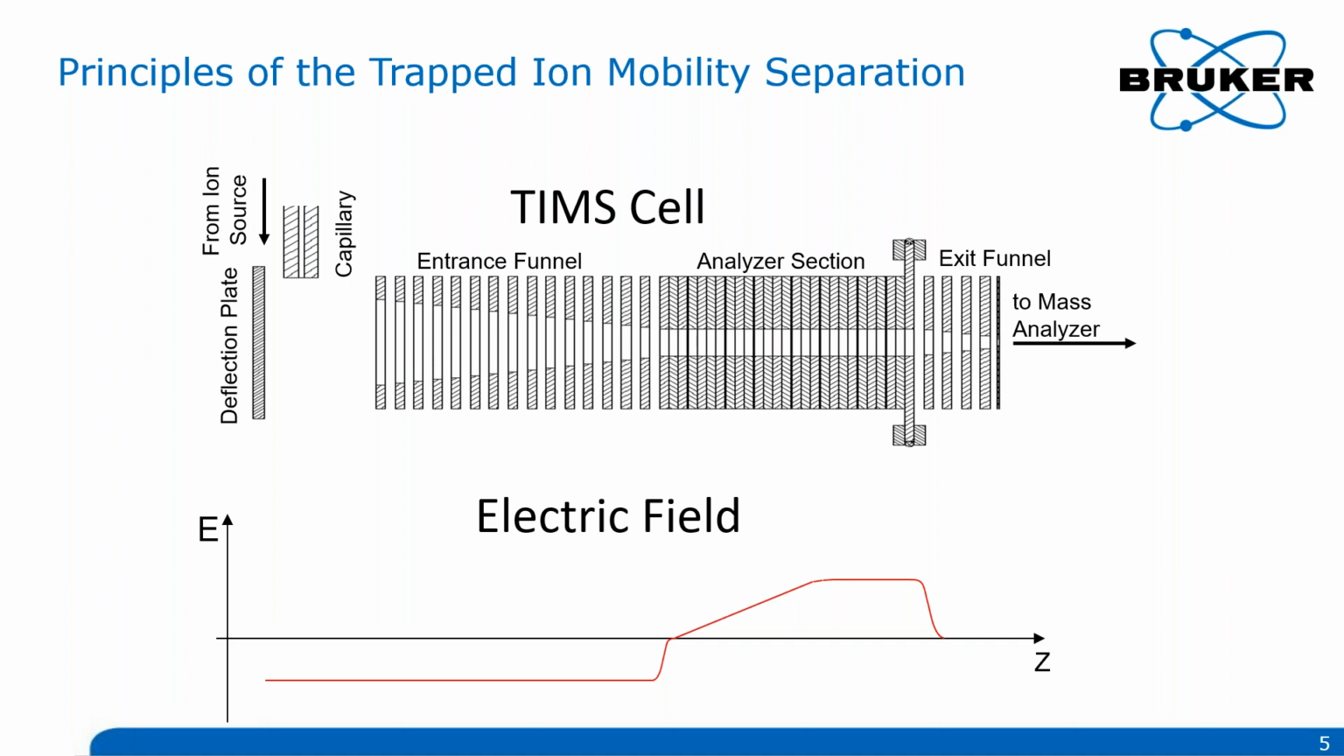This is a diagram of the TIMS cell and the electric field distribution inside of it. Ions are introduced through a capillary, separated from neutrals, and pushed into the analyzer section through the entrance funnel. In the analyzer section, a neutral gas flow and an electric field counteract each other, while the gas flow pushes the ions forward in accordance with their size and shape. The electric field holds ions back based on their mass to charge ratio. So the ions basically accumulate and separate in an analyzer section in the middle.